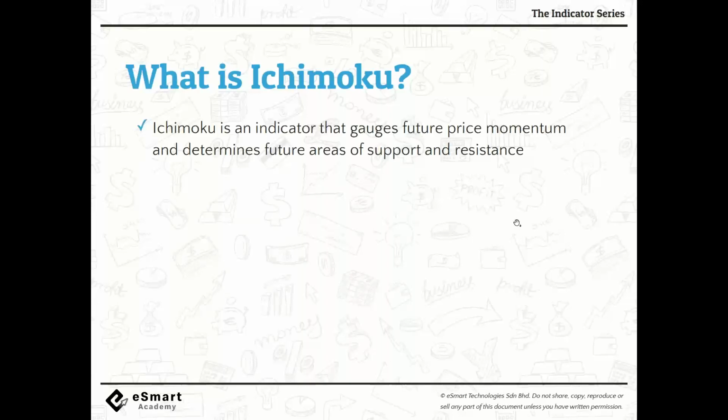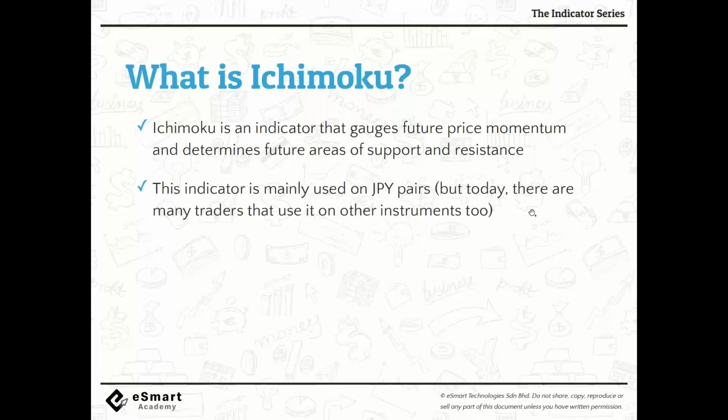Now, Ichimoku itself is actually a technical indicator. It's a strategy, but at the same time, it's also an indicator. This indicator helps us to predict and forecast what the future price momentum is, and we have a component in Ichimoku that's able to tell us the areas of support and resistance as well. Later I'll show you some charts.